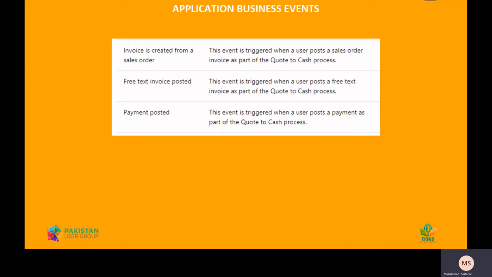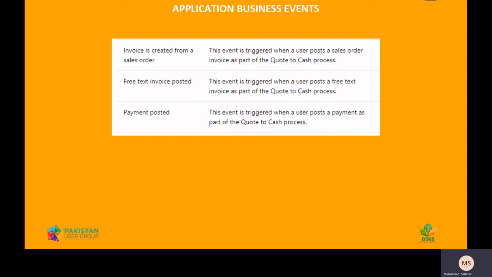Application business events are merely business events that are part of a certain process. For example, here I am showing you three business events that are part of the code to cash process. Invoice created from a sales order is triggered when a user posts a sales order invoice. FreeText invoice posted triggers when a user posts a FreeText invoice. Payment posted is triggered when a user posts a payment. So these all are part of the code to cash process.